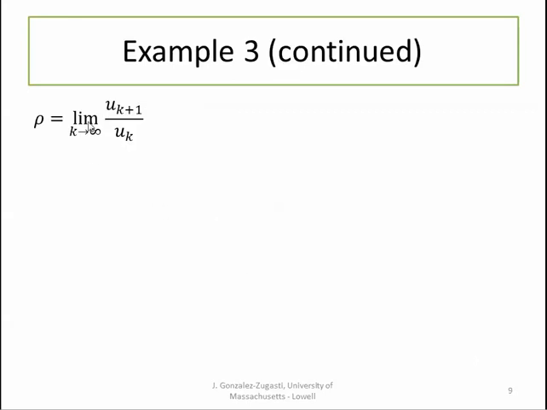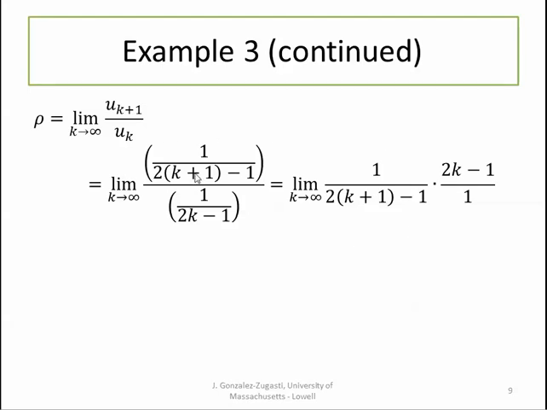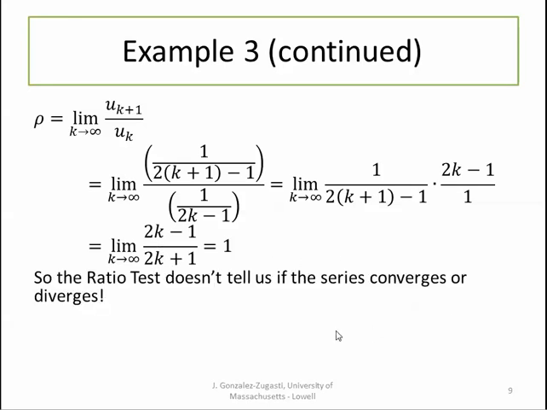Now, rho is going to be equal to the limit as k goes to infinity of the ratio of those terms. Plugging in those values and then simplifying by multiplying by the reciprocal, we get that this limit is going to be equal to 2k minus 1 over 2k plus 1. This is a rational function where the degree of the numerator equals the degree of the denominator. So this limit is going to be equal to the ratio of our leading coefficients, 2 over 2, which is equal to 1. Now, the ratio test doesn't tell us if the series converges or diverges because rho is equal to 1. So what do?